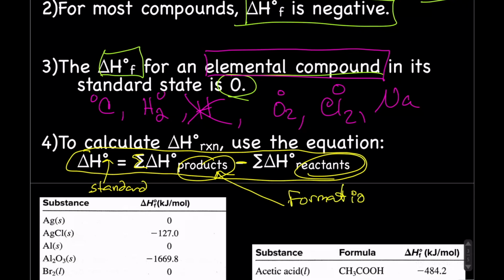The numbers are standard heat of formation. Products are formed. Reactants, on the other hand, are not being formed, right? During a reaction, they're being broken down, so that means the sign needs to change. So you can look at it one of two ways. It could be the heat of formation of the products minus the heat of formation of the reactants, or it could just be sum them all up, but you have to change the sign of the reactants.